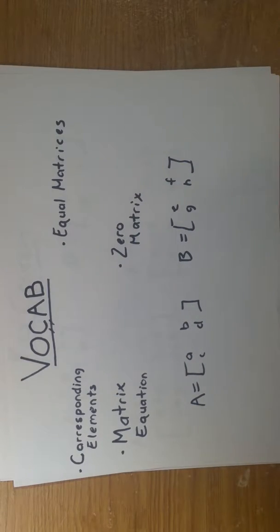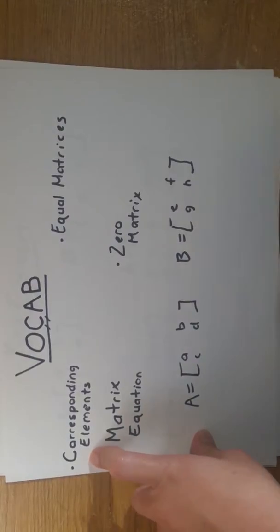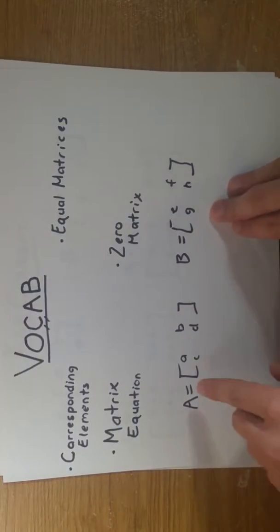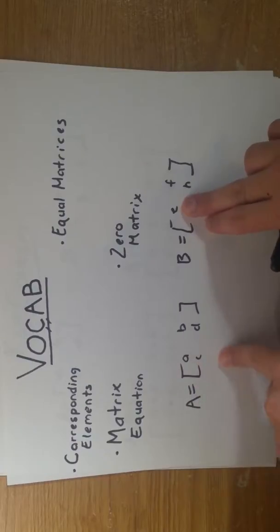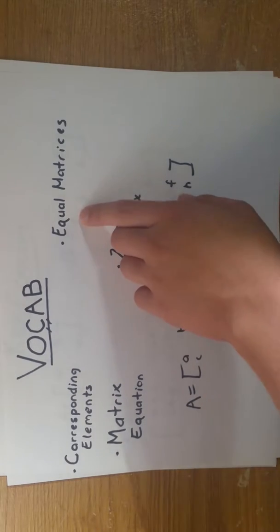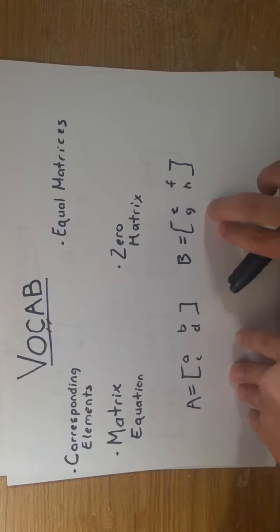To start off with, we have a few vocab terms. First we have corresponding elements, which are elements in the same position in each matrix. For example, with the two matrices at the bottom, A and E would be corresponding, and C and G would be corresponding. We also have equal matrices, which have the same dimensions and equal corresponding elements, such as this.